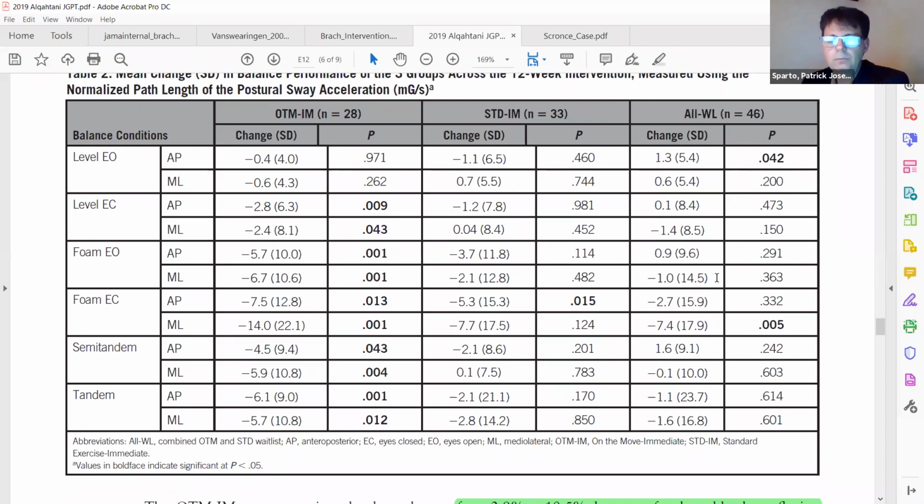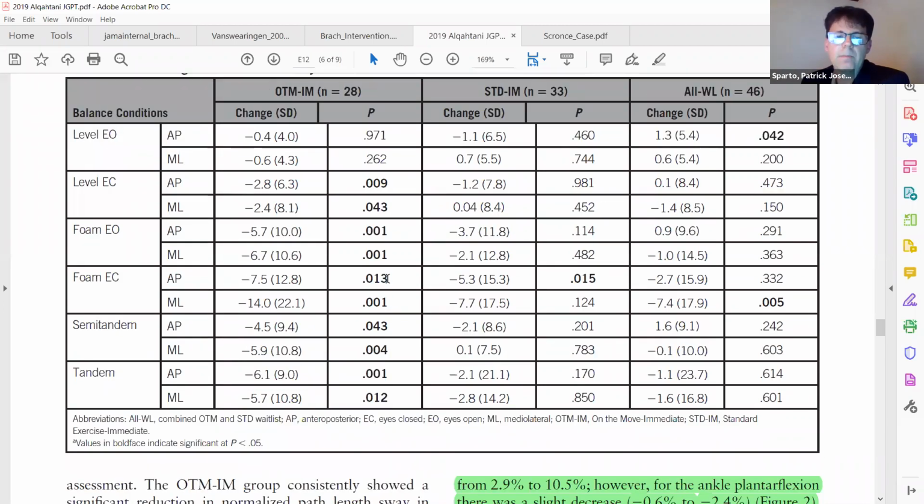So overall, it looks like for standing balance, at least, the On the Move group was the best intervention as far as improving standing balance. So I think that would be one take-home point.